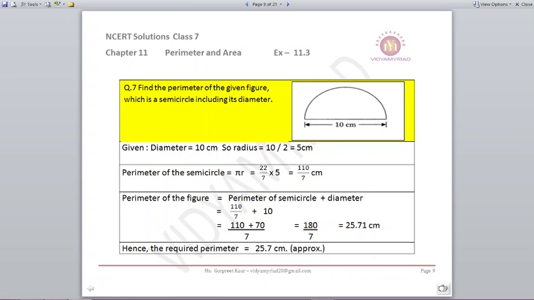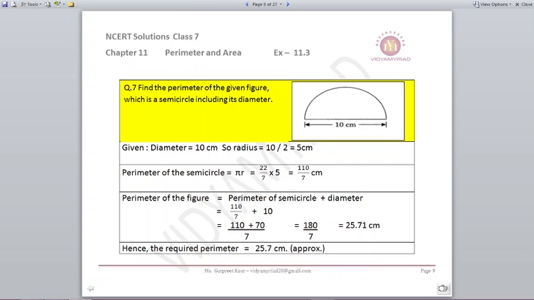Question number 7. Find the perimeter of the given figure, which is a semicircle including its diameter. Now, here diameter given to us is 10 centimeters. So, radius will be 5. We need to find out the perimeter of a semicircle, that is pi r. Now, if I want to know the perimeter of a circle, it is 2 pi r. For a semicircle, it will be half, that is pi r. Pi, nothing is mentioned, so we will be taking it as 22 upon 7 multiplied by radius, that is 5, gives us 110 upon 7 centimeters.